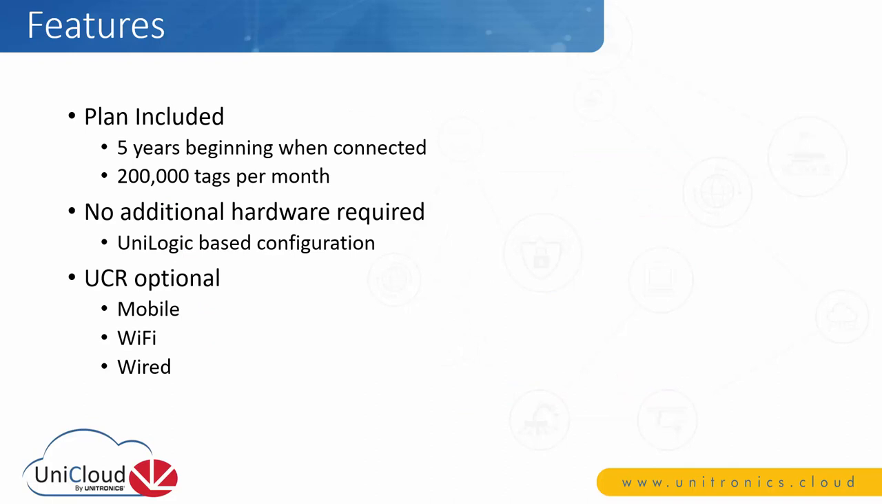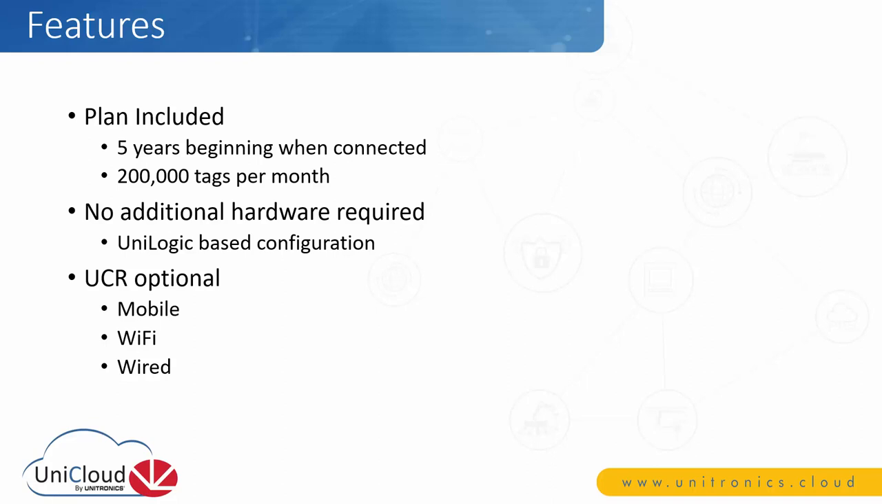This means that your plan is included. From connection to the end of your 5 years, you have the ability to do everything that is needed and collect up to 200,000 tags per month. No additional hardware is required because a UCR is not needed, and your configuration is going to be cloud interface based and also Unilogic based. As long as you have the internet connection, you do not need any additional pieces of hardware.